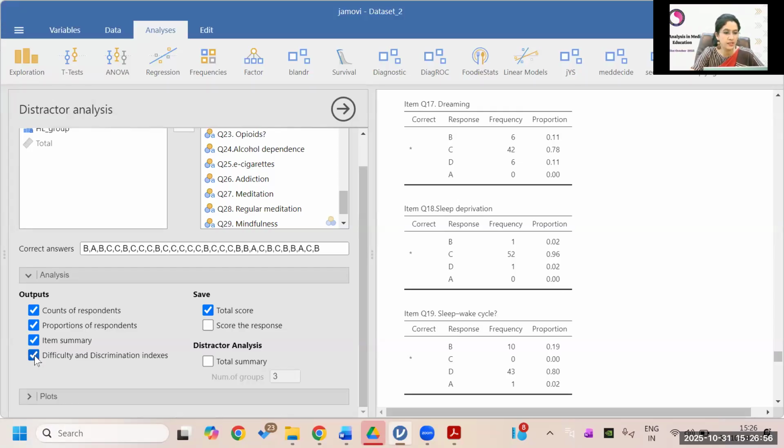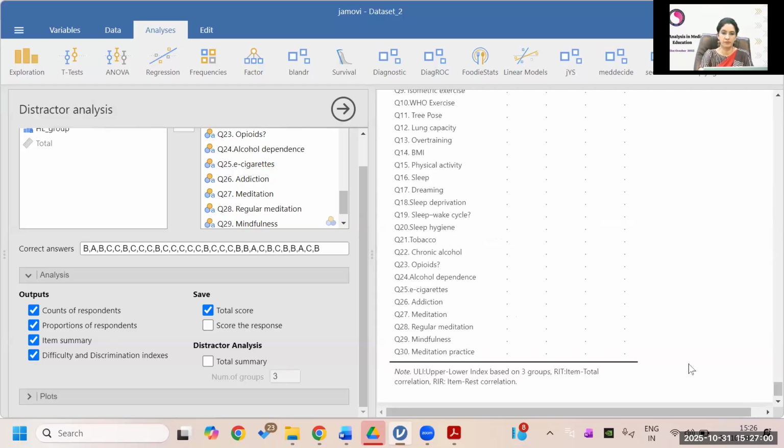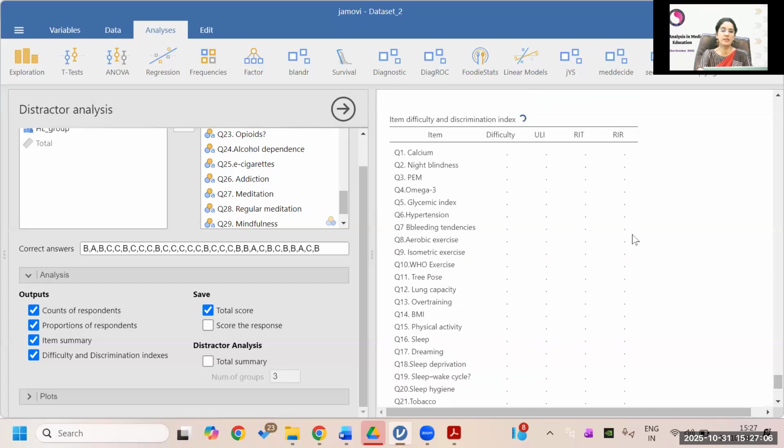Now, if you click this difficulty and discrimination index, it will give you the output of all the 30 questions together at one point, in one table. This table is important, and you can give this table as an output, as a table in the manuscript. You can use this. So it will take some time.